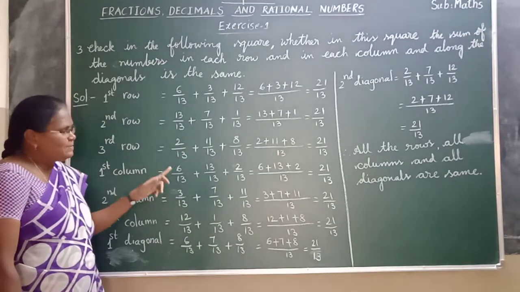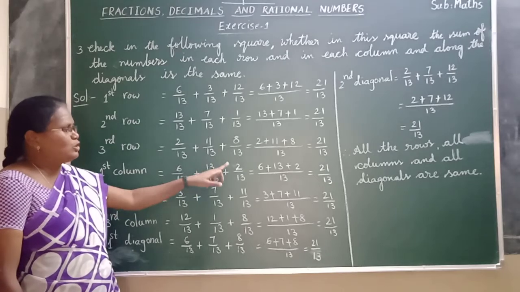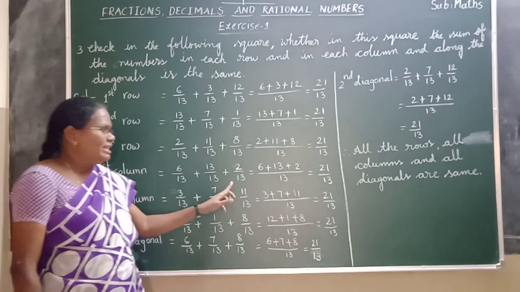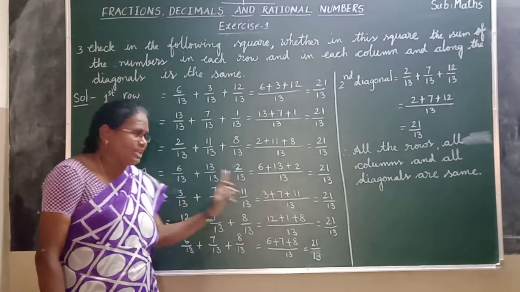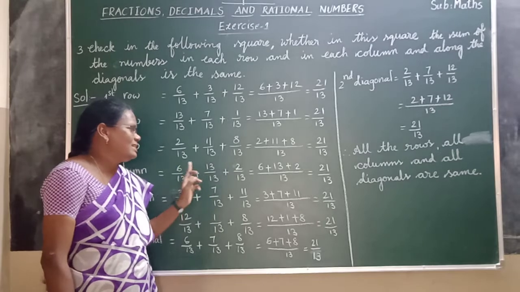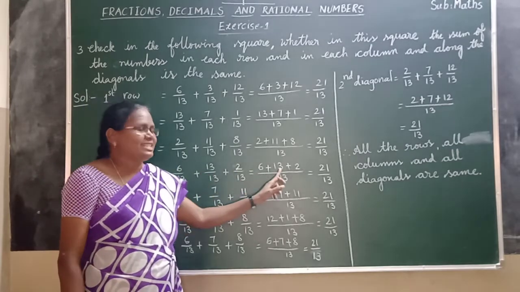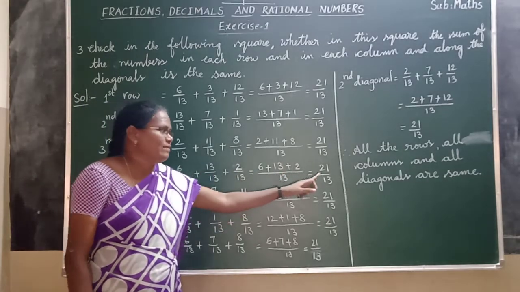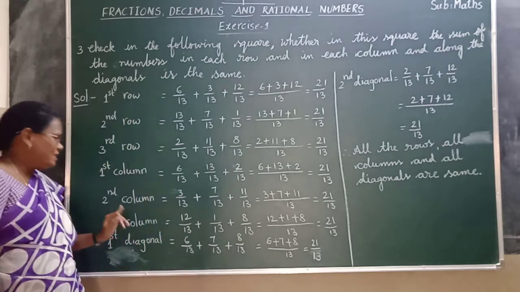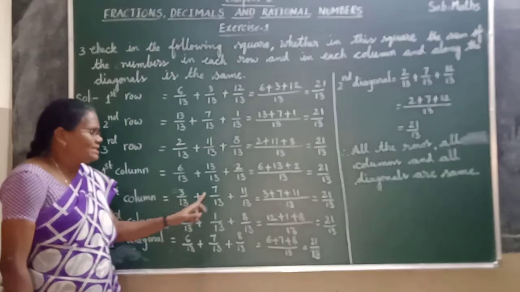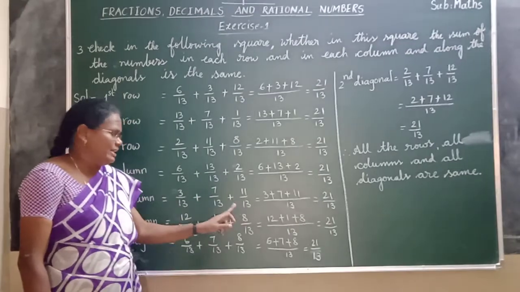Now the columns. First column: 6 by 13 plus 13 by 13 plus 2 by 13. Here all the denominators are same. What is the LCM? 13. Add the numerators: 6 plus 13 plus 2. 6 plus 13 is 19. 19 plus 2 is 21. 21 by 13.